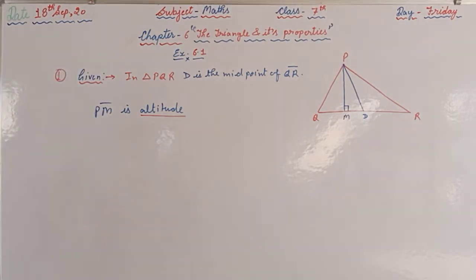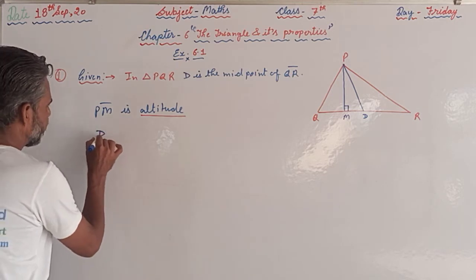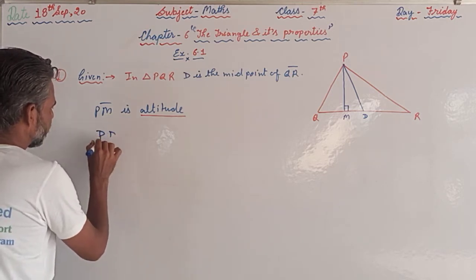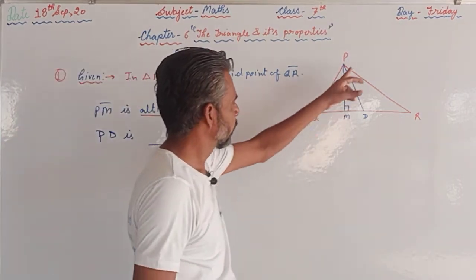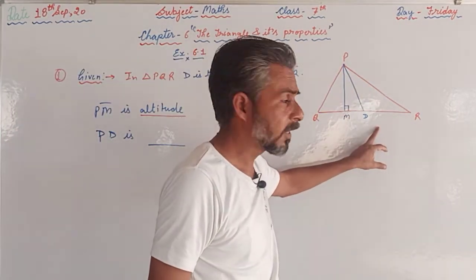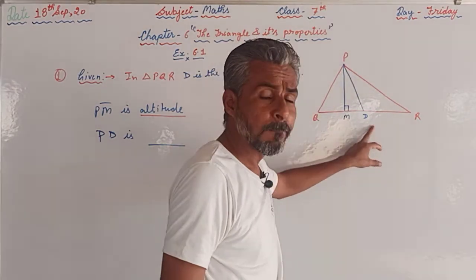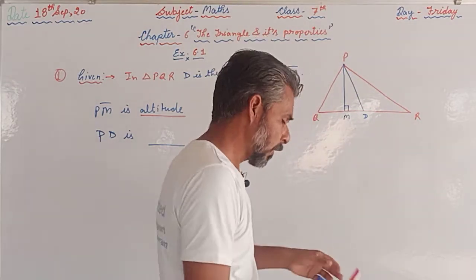Now second one is PD is median. PD, the line joining the vertex to the midpoint of the opposite side is called median.